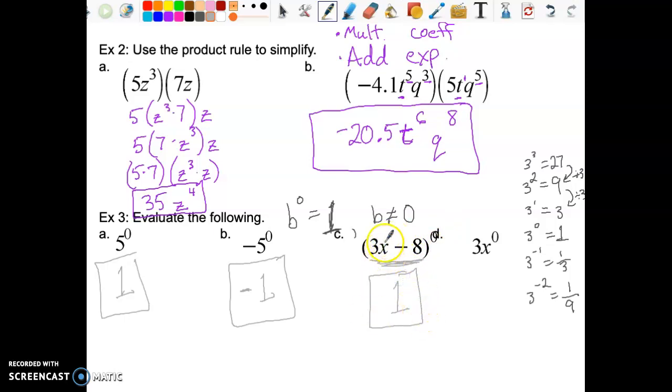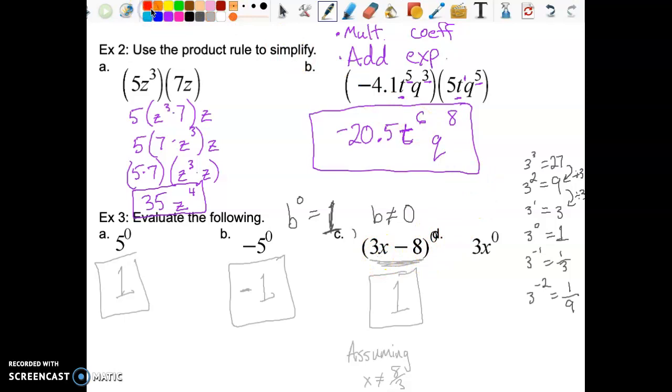It doesn't matter what x is. I guess I should have the value that x cannot be 8/3, because then it'd be 0 to the 0 power. So let me write that down. Assuming x does not equal 8/3. Because if x were 8/3, then we would have 0 to the 0 power, which is undefined.